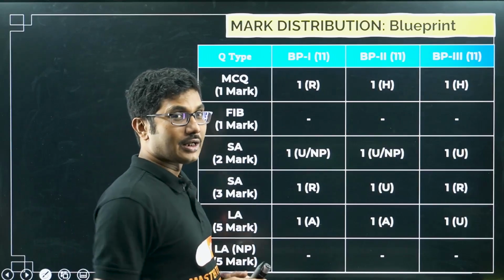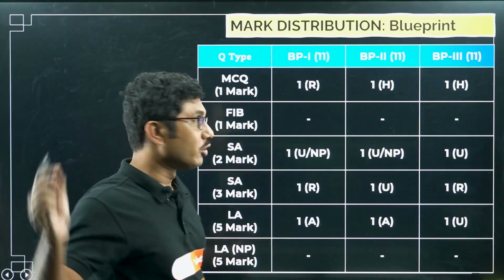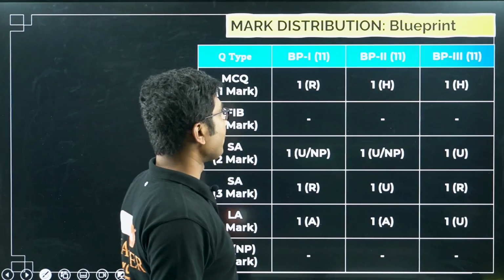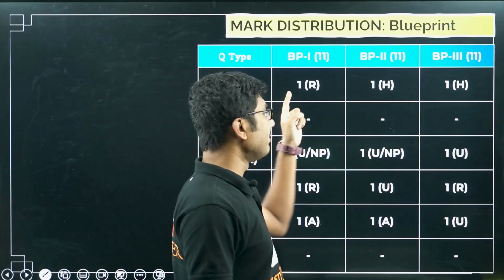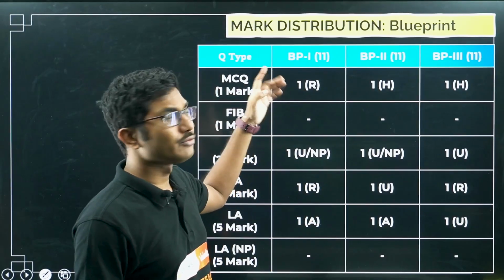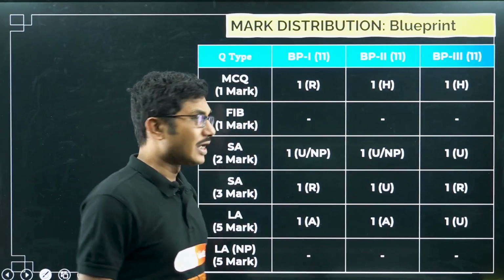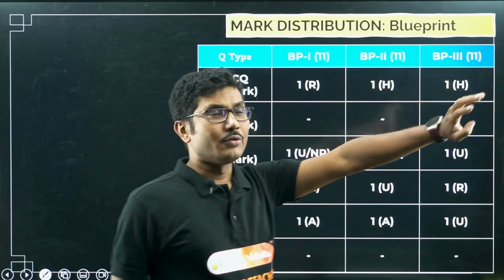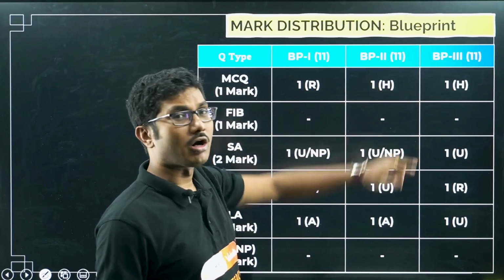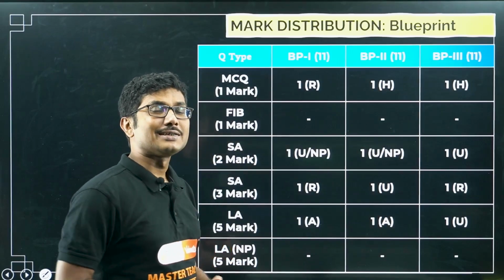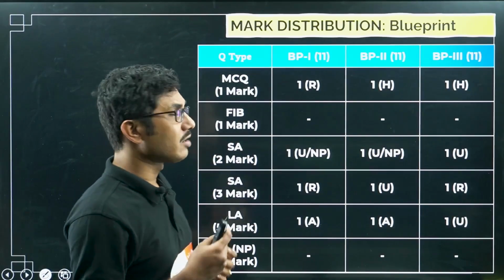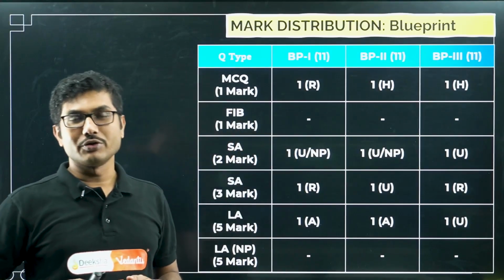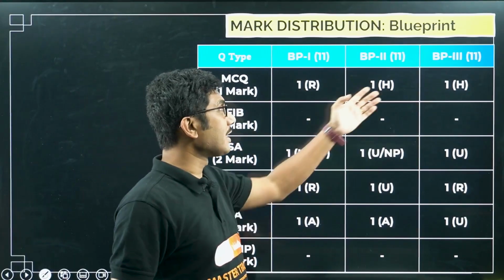You can download the blueprint from the PU board website. So let's see first the MCQ questions. From the first blueprint we can see the MCQ is a remember-based question, so we know that remember-based MCQs are easy, but in blueprint 2 and in blueprint 3 we can see that the MCQ is a HOTS question. HOTS means higher order thinking skill, so it is slightly difficult, and you have to use your brain to solve such questions.